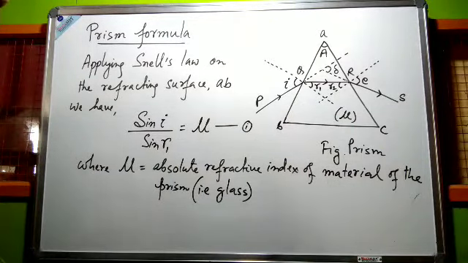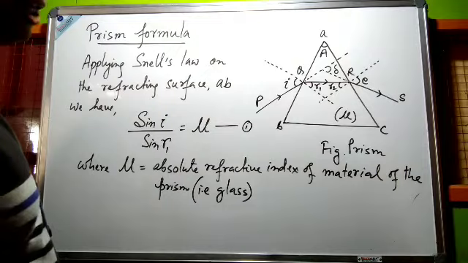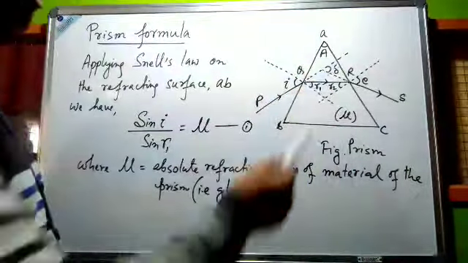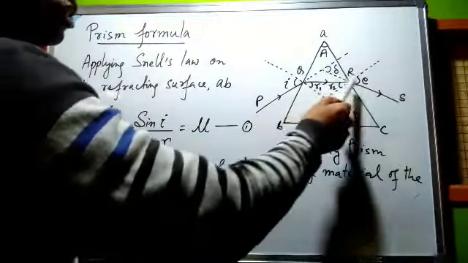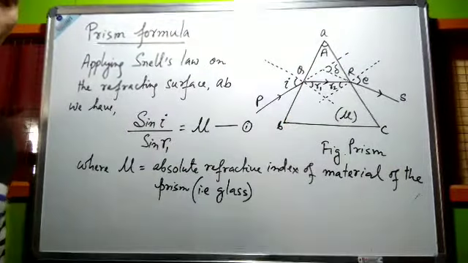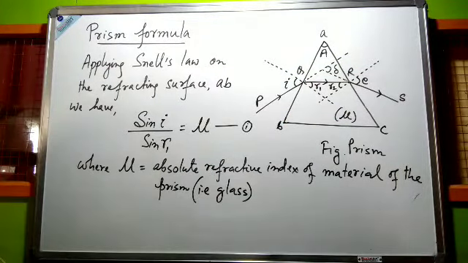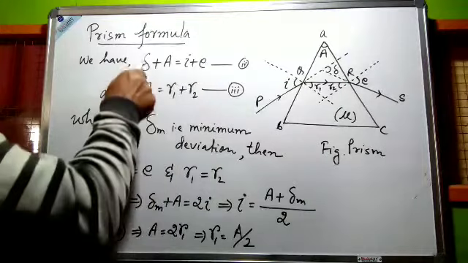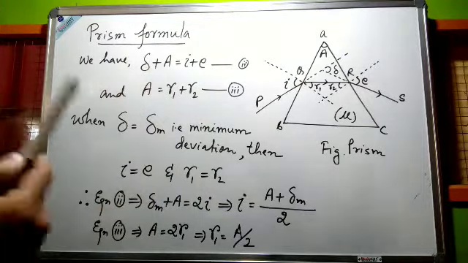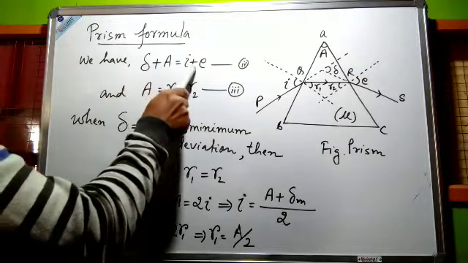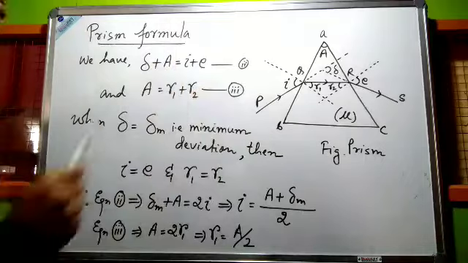Again, derive the relation between delta, capital A, I and E: delta plus A is I plus E, and capital A is R1 plus R2. So we may write like this: delta plus A equal to I plus E. This relation is a formula, and its derivation can come in the exam. Delta plus A is I plus E is equation number 2.